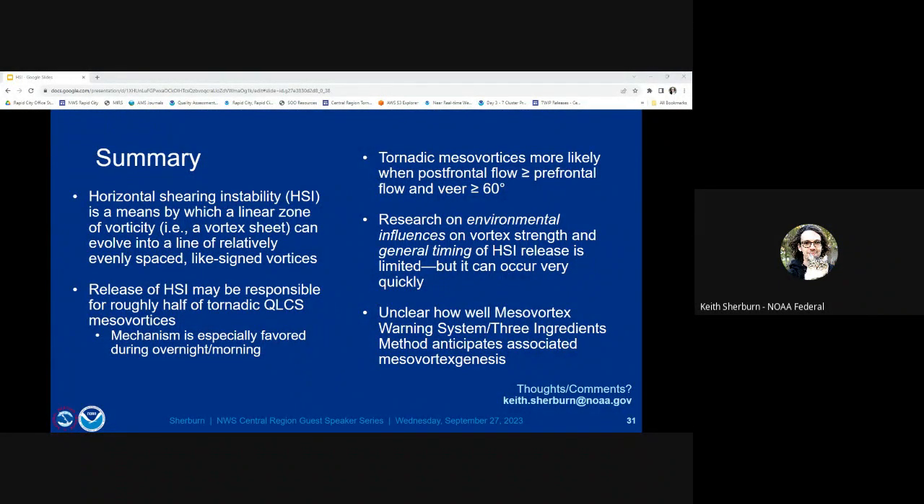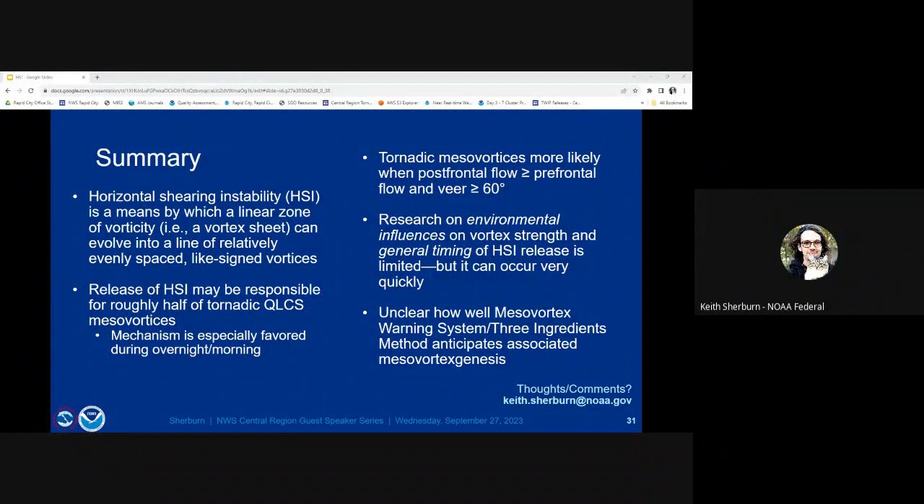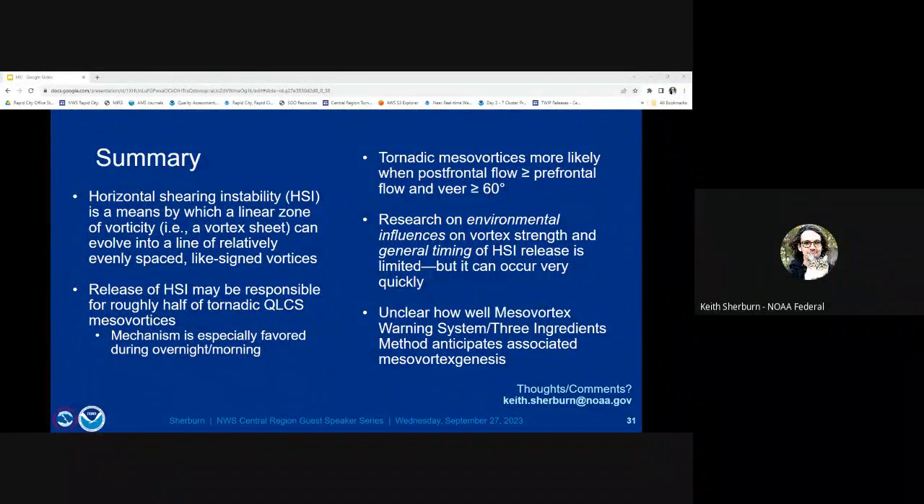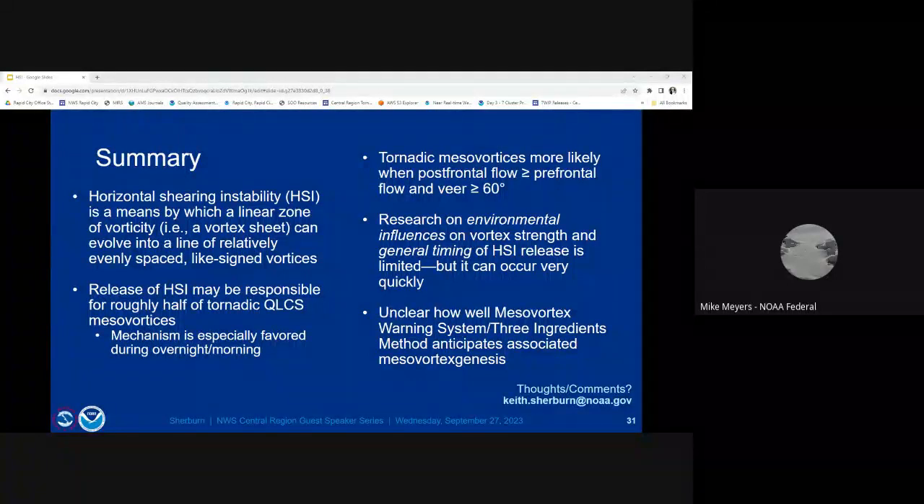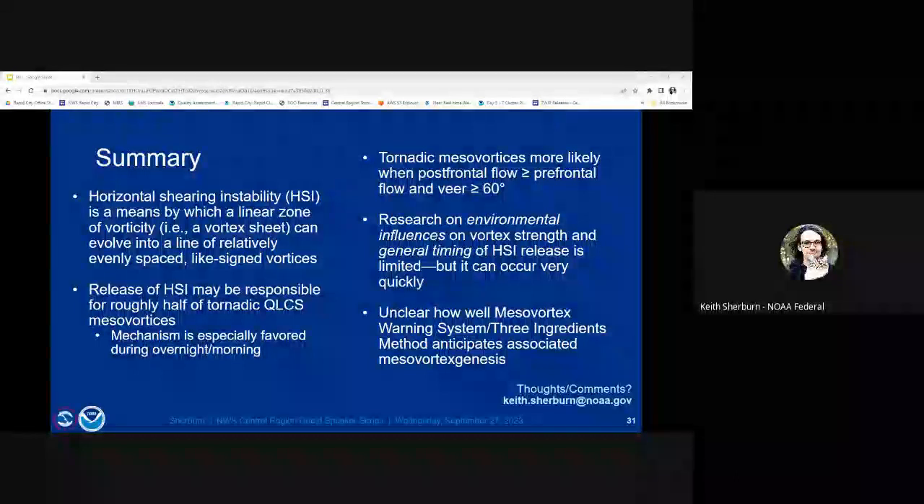Because yeah, I see this being a significant issue, since the Goodnight et al. paper showed that it accounts for half of the tornadic mesovortices. It's certainly something that deserves a bit more attention. Looks like we have another question from St. Louis in the chat. They asked how can you differentiate between when HSI is being released versus the PMD type scenarios. That's a good question as well.